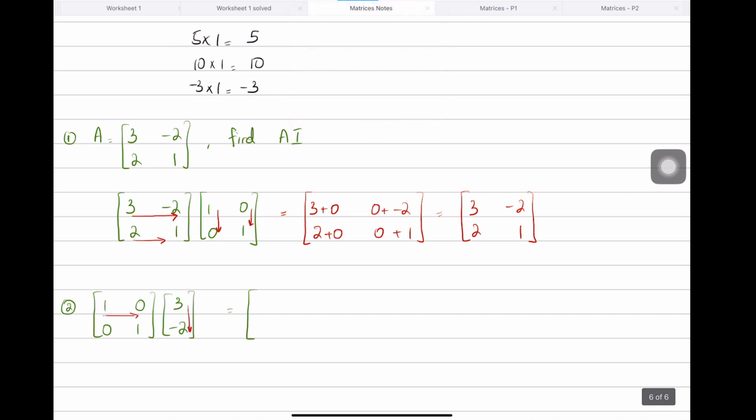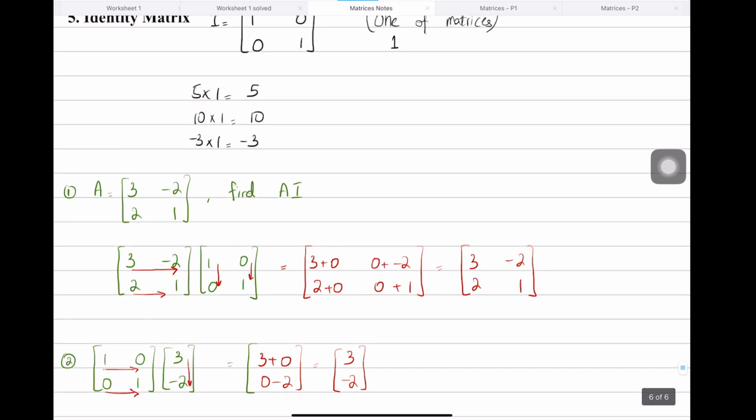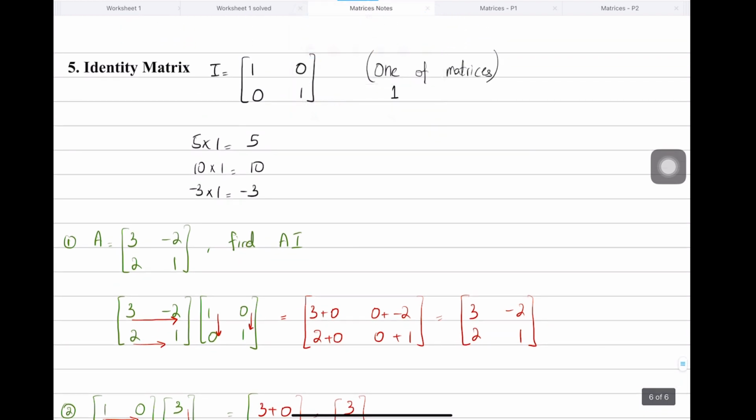So 1, 0 will be multiplied by 3 and 2. 1 into 3 is 3, 0 into minus 2 is 0. Then 0 into 3 is 0, and 1 into minus 2 is minus 2. So again, did you observe something? Did you notice something odd? What do we get? We get the same thing. So remember this note here.